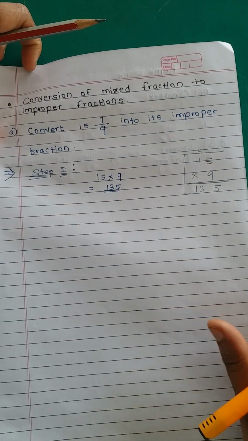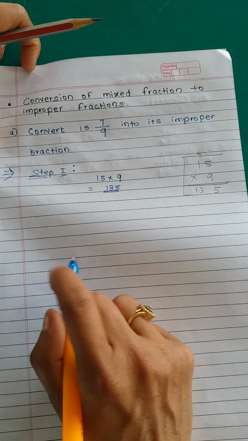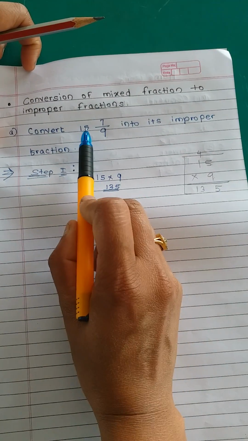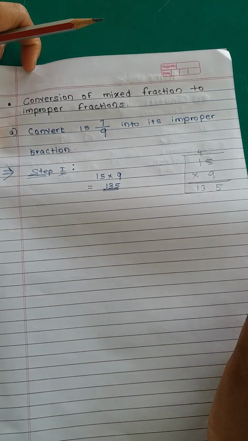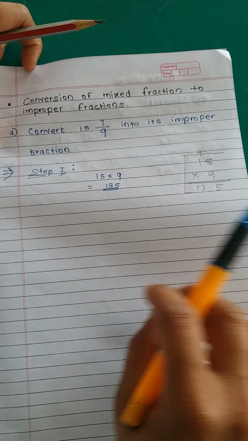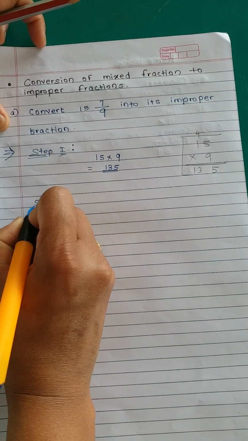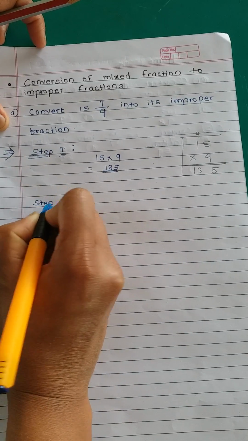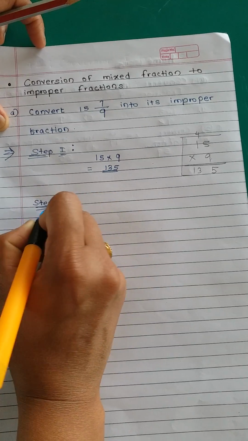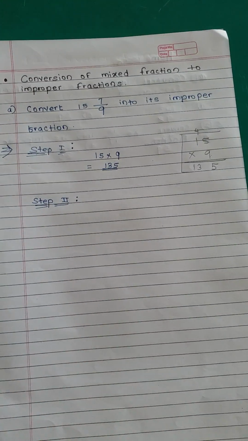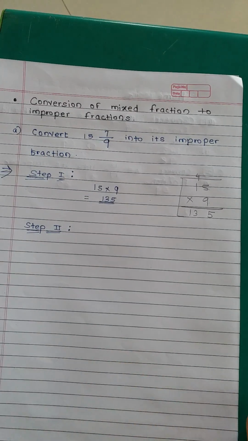Clear? Getting it? In step number 1, the first step, what did we do? We multiplied the whole number by the denominator. That is your step number 1. Now again we will see what our step number 2 is. We will mention step number 2. What is step number 2?